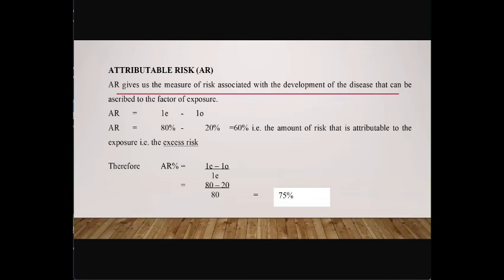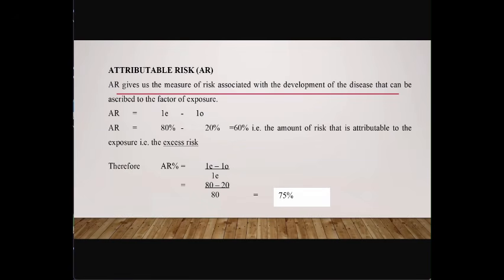Why do we say so? In this example, those who were not exposed, 20% of them still develop that disease, irrespective of the fact that they were not exposed. While those who were exposed, 80% of them develop the disease. So the excess risk was 60%.